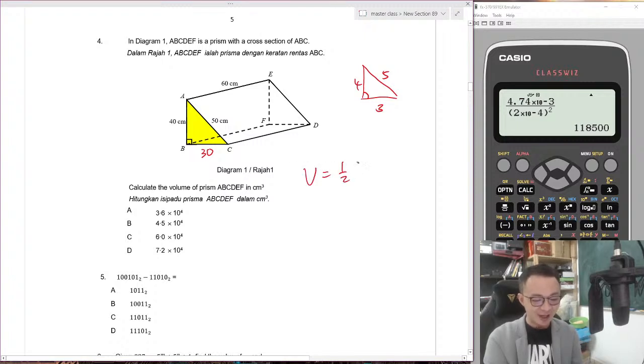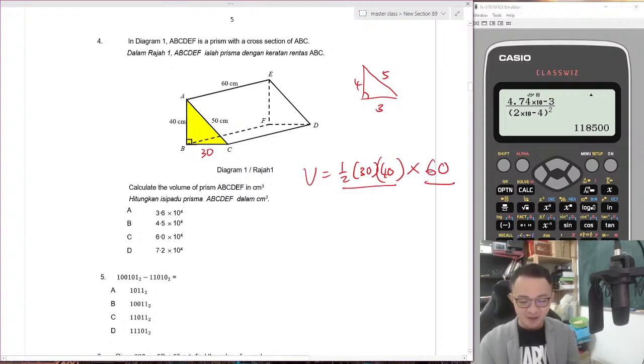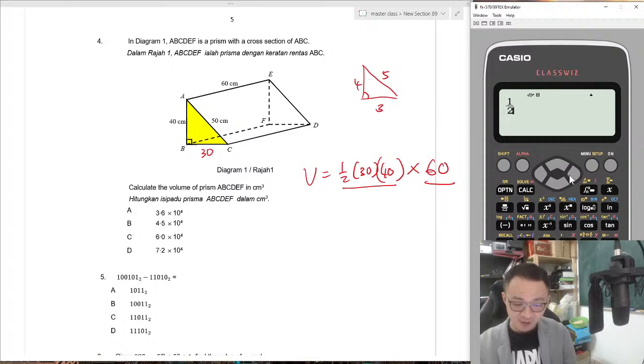So it's half times base times height, which is 40, and then multiply by the length of it, which is 60. This one is a triangle, and this is the length of it. Then I just multiply everything: half times 30 times 40 times 60. You should be able to get the answer.